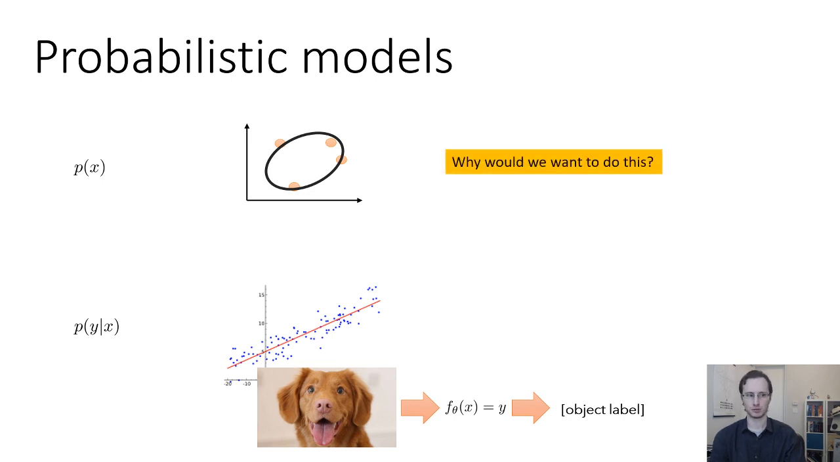Now, why would we want to do this? It's clear why we want an image classifier. Why do we want to learn the distribution over images or other kinds of inputs? We'll come back to this point shortly.